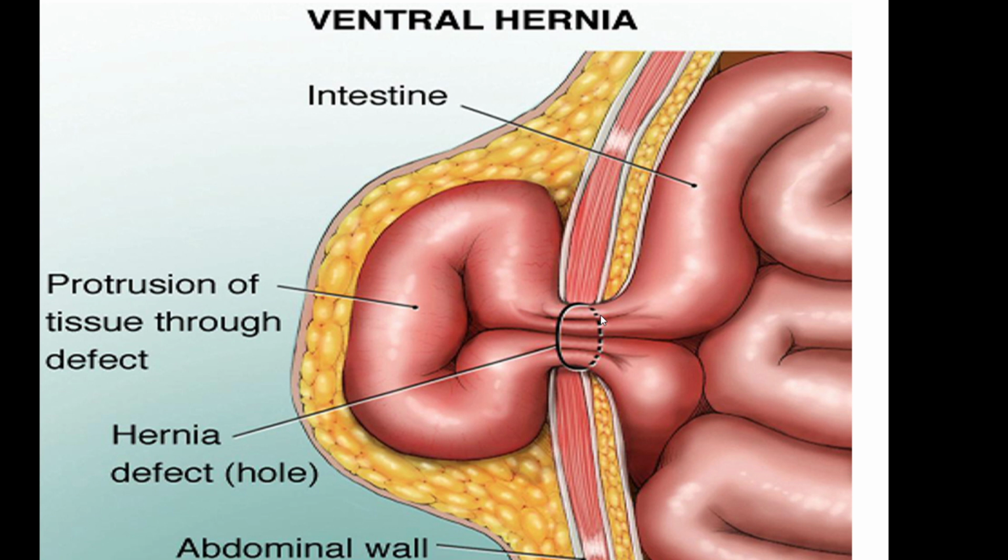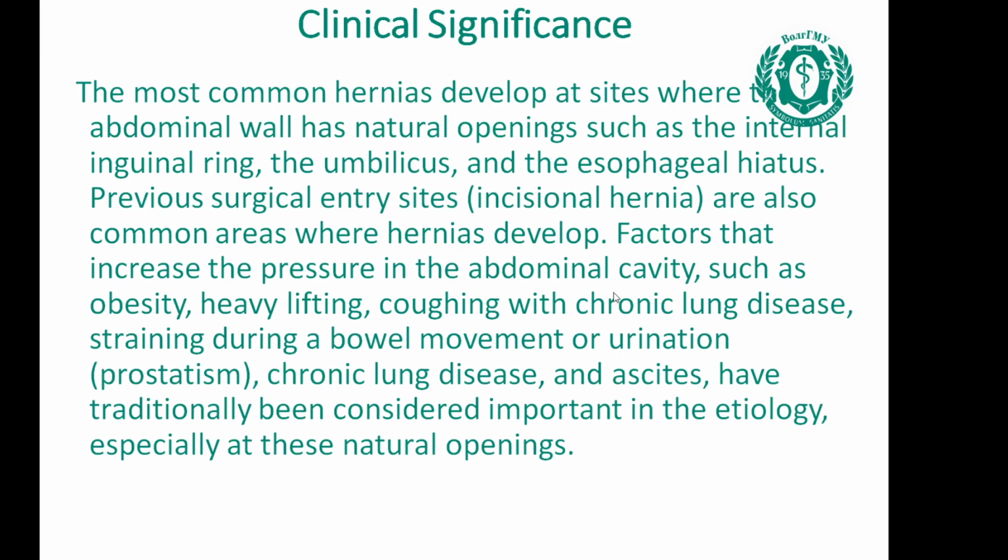All hernias have the hernial sac and the hernia porta or gate. The most common hernias develop at sites where the abdominal wall has natural openings, such as the internal inguinal ring, the umbilicus, and the esophageal hiatus. Previous surgical entry sites, incisional hernia, are also common areas where hernias develop.